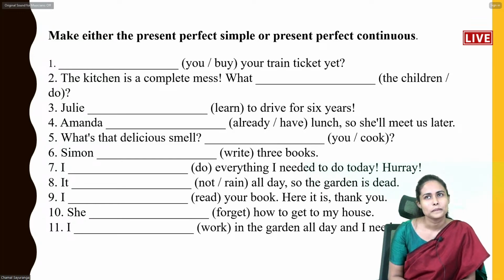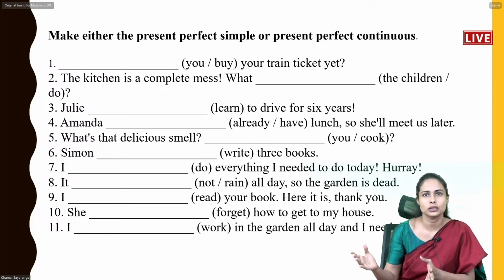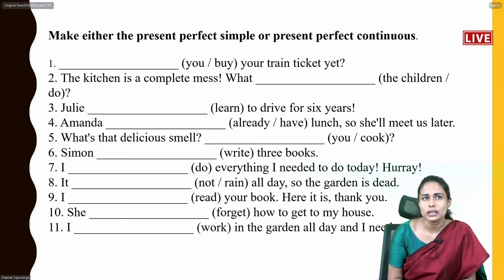Present perfect continuous. There is a continuous duration. You have been working in the garden all day. I need a rest. Now here you can choose whatever tense, either present or present perfect or present perfect continuous. It's up to you, based on the idea that you want to convey. Right? So I have been working in the garden all day and I need a rest.